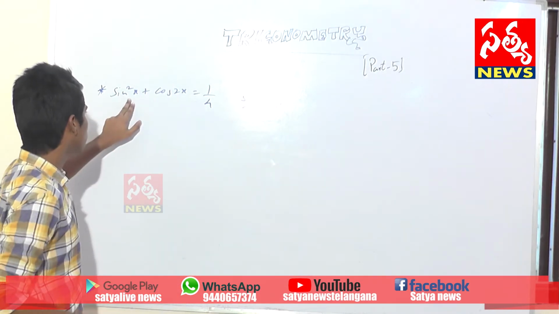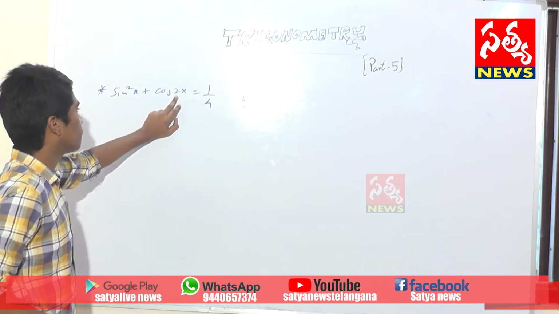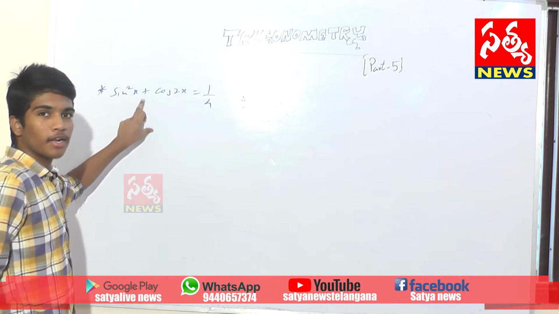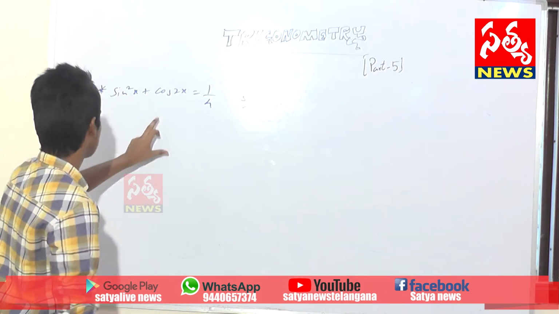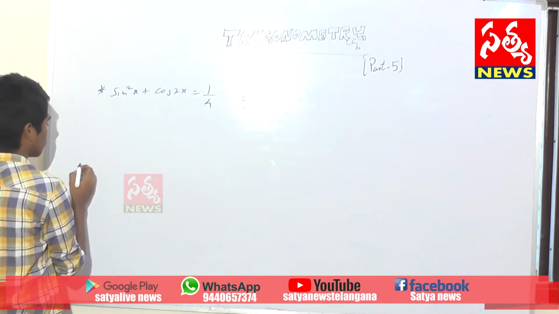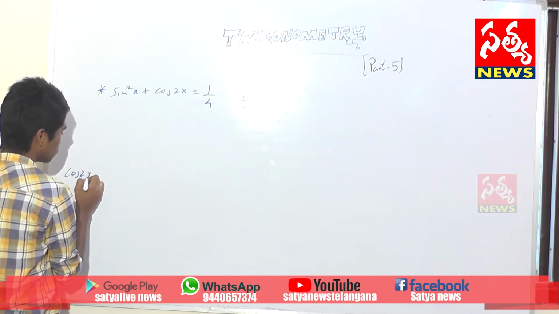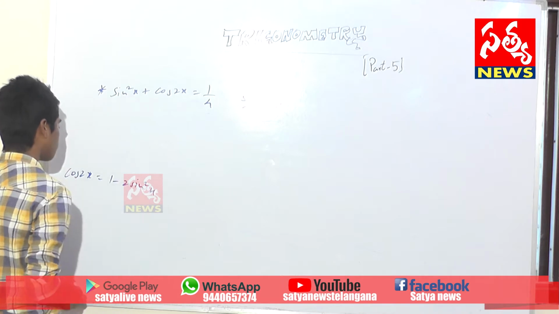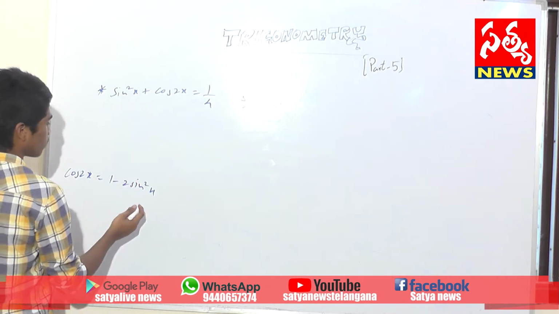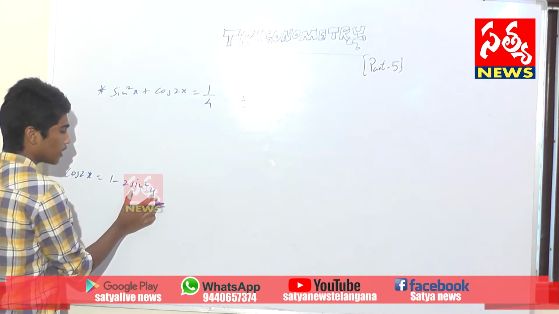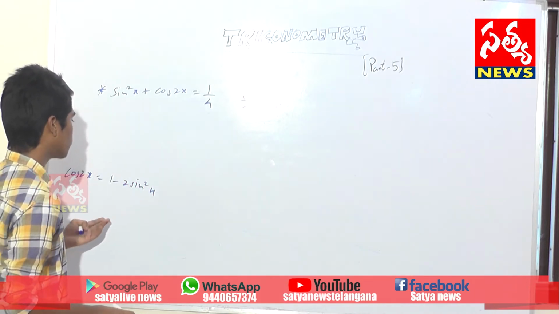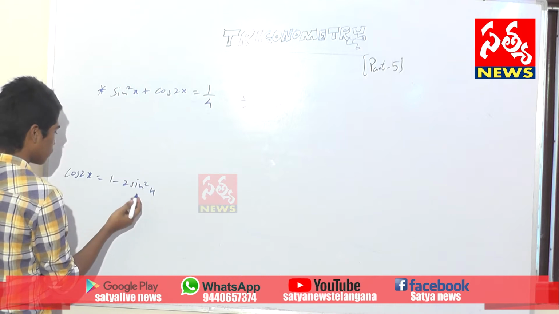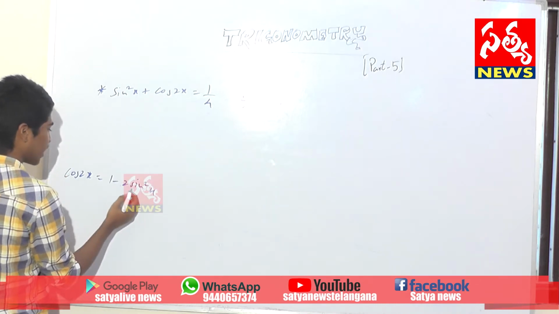See here, by seeing this, there is a multiple angle. You should get an idea that sin square x should be written in the form of cos 2x. How we can write the formula of cos in terms of sin is 1 minus 2 sin square x, right? Now, you should make sin square x at LHS or RHS, any side, but you should be left with only sin square x. Make the transformations.